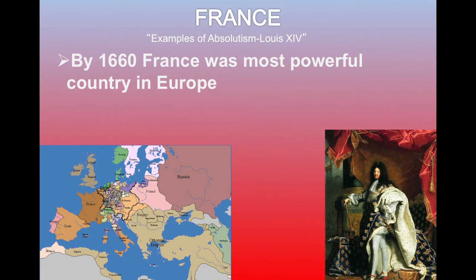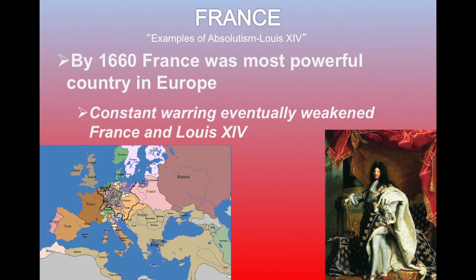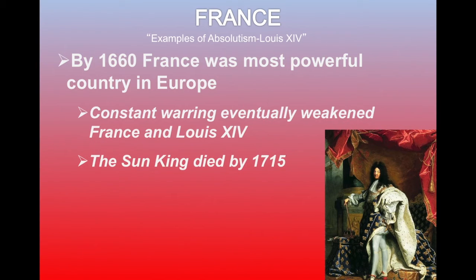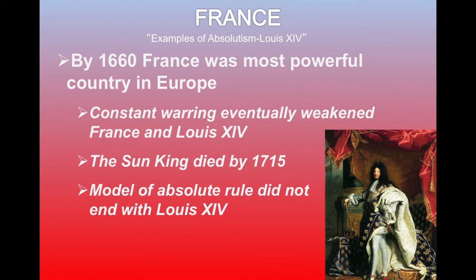By 1660, France was the most powerful country in Europe. So Louis the 14th really developed this strong French presence in Europe. Constant warring, however, eventually would weaken France and Louis the 14th. So he kind of became too prideful and thought that he could do too much. And so this Sun King, as he called himself, would die in 1715. But he would be a model of absolute rule, which would not end with him.